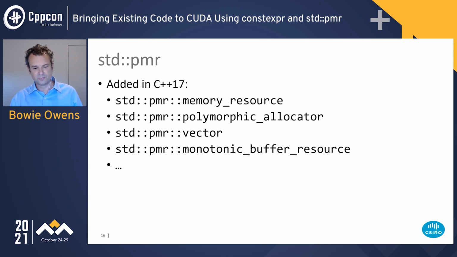Now, if you don't have access to standard PMR, since I had access to it in C++17, I didn't investigate pre-C++17 style allocators. As I understand it, the same principles will apply, but the syntax and how you set up the allocators will be different. So let's look at how we can use standard PMR to control the memory allocation.